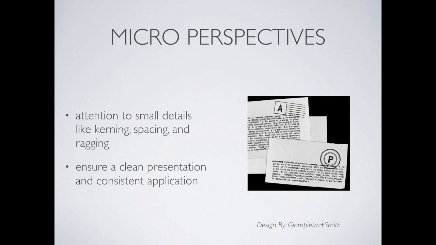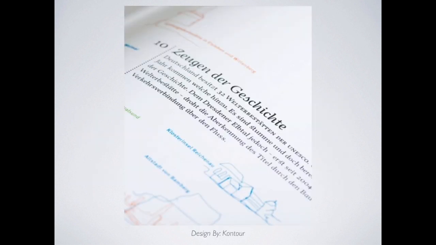And then the micro perspective is the small details. The kerning and the tracking, we'll talk about what those are in just a second. The individual spacing of letters. What's the ragging at the end of a particular column of text. Clean presentation, good application. Something like this. It's in German, I think. But it doesn't matter. I can't read it. But type-wise, it's really nicely done. Right? I understand where the heading is and where the description is.